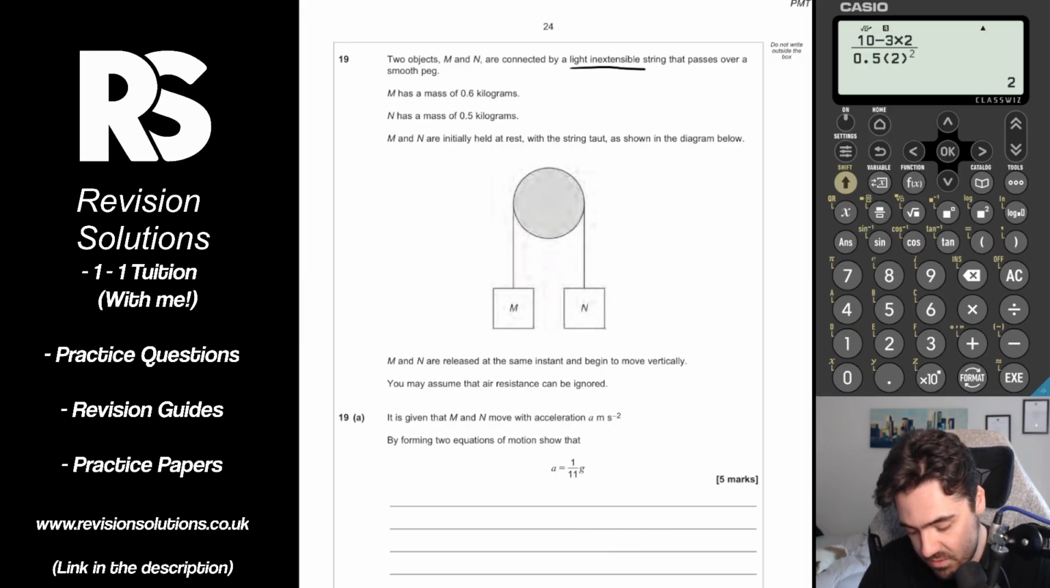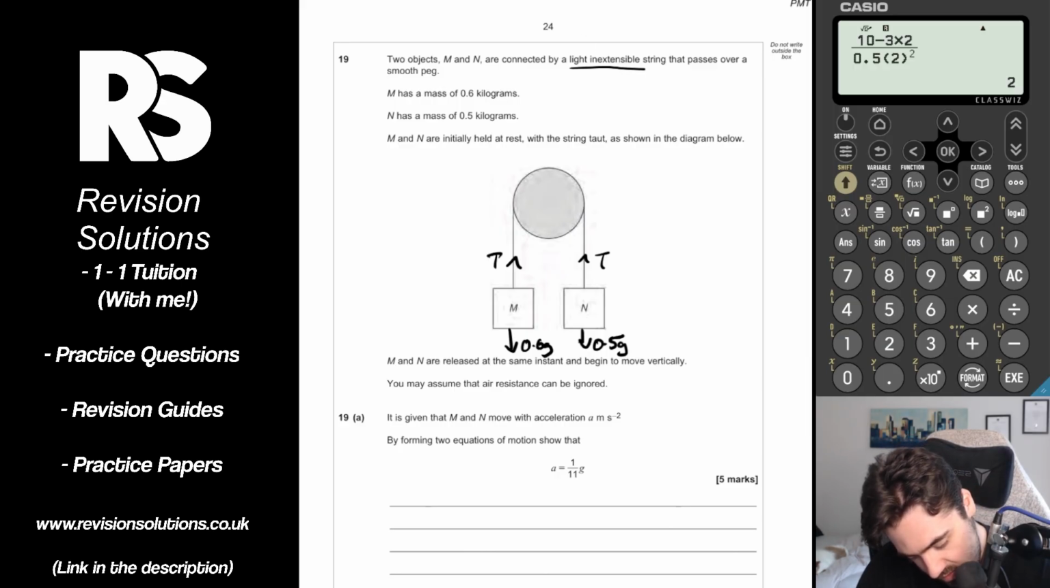Over a smooth peg, so we don't need to worry about any friction. M and N have mass of 0.6 and 0.5 kilograms respectively, so let's put that in. That'd be 0.6g and 0.5g. And then the tension is going to act on these guys, so it's going to be up on both of them. And it's the same tension again for that same reason I said before, the fact that it's light.